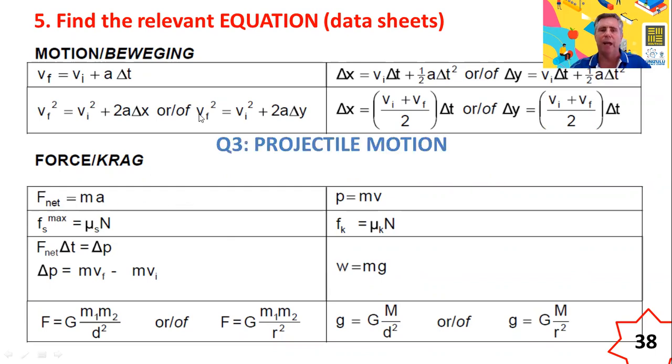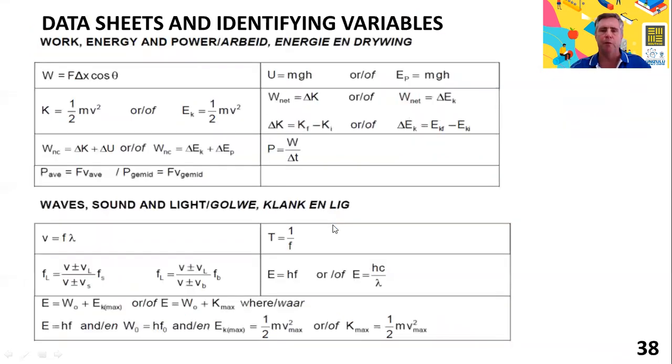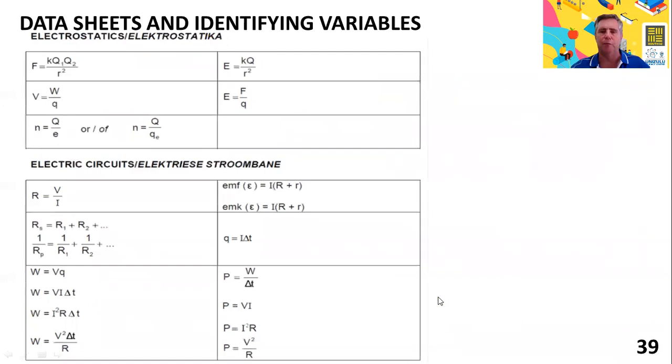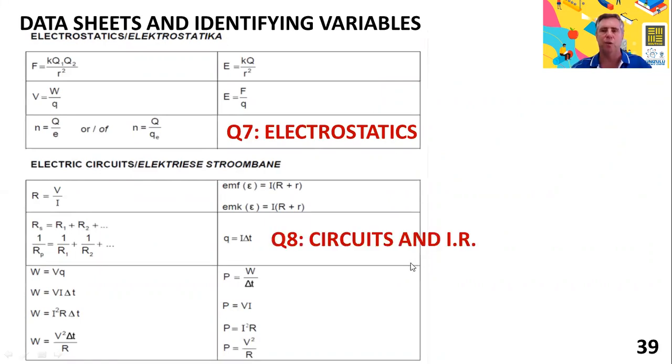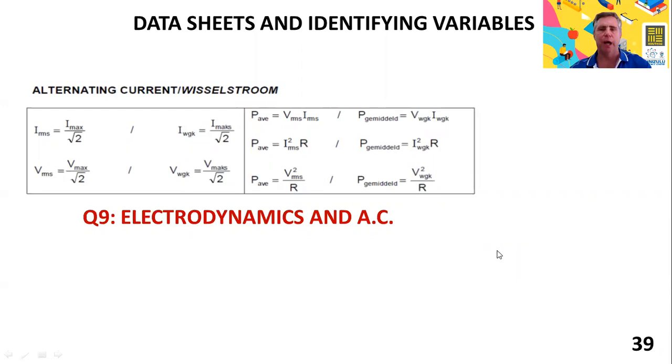They have headings, and the motion equations will probably be used mostly in projectile motion. The force equations could be used in question 2 on Newton's laws or question 4 on momentum. Further down on page 38, work, energy, and power equations will be used in question 5. Wave, sound, and light will be used in question 6, the Doppler, or these ones, question 10, the photoelectric effect. Turning over to page 39, electrostatics equations belong to question 7. Electric circuits to question 8 on circuits and internal resistance. And on the bottom of page 39, you have the equations for question 9 on electrodynamics and alternating current.